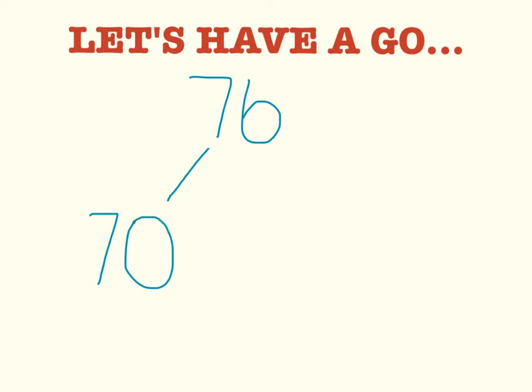Okay, let's have a go at doing another number now. 14, that was an easy one. Let's have a go at doing 76. So let's partition this number. So how many tens does it have? It has 7 tens, so it's 70. 7 lots of 10. Plus, how many ones does it have? It has 6 ones, or 6 units. And what does that equal? 76.